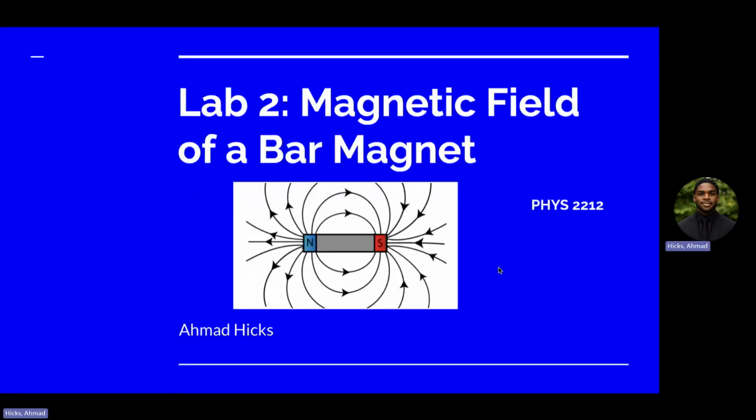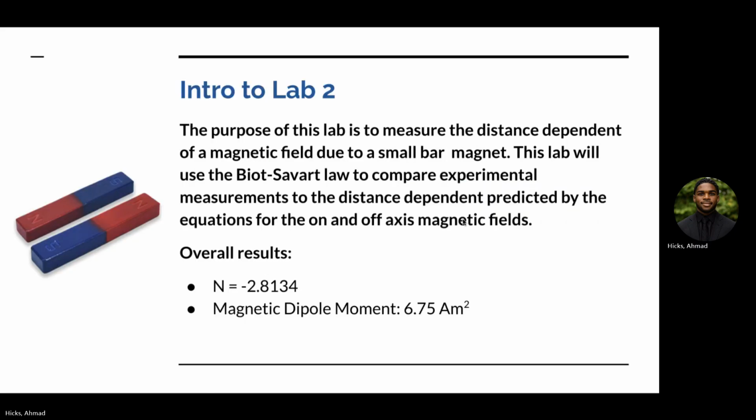All right, hello. Welcome to Lab 2, the magnetic field of a bar magnet. So let's get started. The introduction to Lab 2: the purpose of this lab is to measure the distance dependence of a magnetic field due to a small bar magnet. In this lab, we'll use the Biot-Savart law to compare experimental measurements to the distance dependence predicted by the equations for the on and off axis magnetic fields.